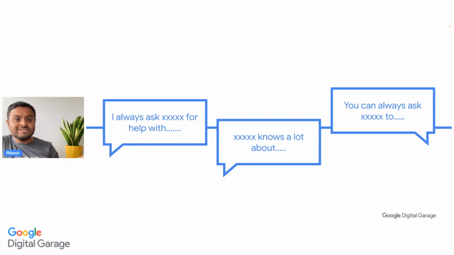And where you can see the X's in these sentence starters, I want you to replace that with your own name. So it can be, I always ask Rob for help with. Rob knows a lot about. You can always ask Rob too. And your job is not to fill in the rest of these sentences, because these 3 sentence starters are what you are going to be giving to those 3 people that know you well.